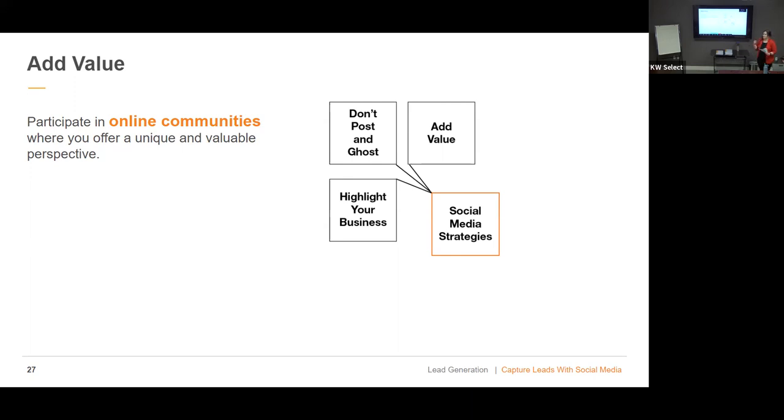I did see that tip. If you're looking for your community group and it doesn't exist, create it. Do that. Why not start that?